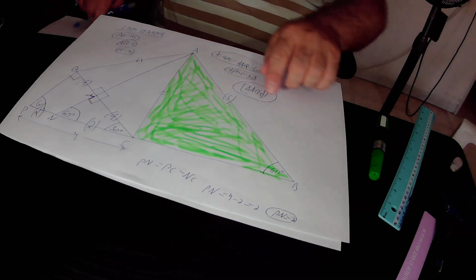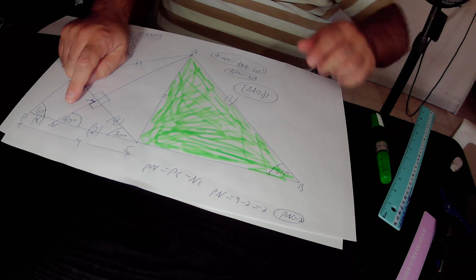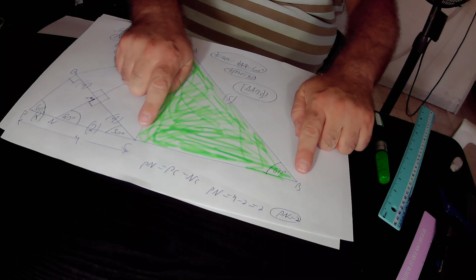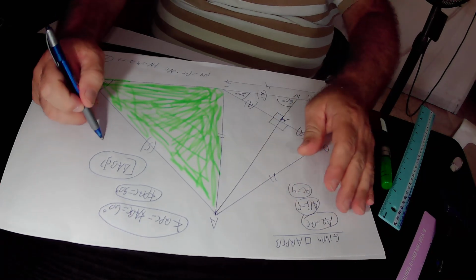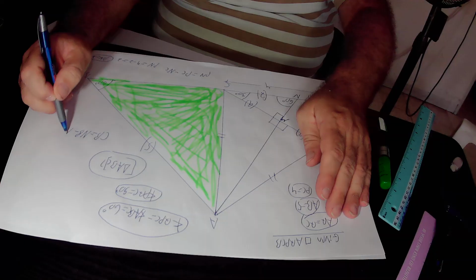So if we found that NB equals 5 units in length, therefore CB must be equal to NB minus NC. Again, CB equals NB minus NC. So I write it down: side CB equals NB minus NC.